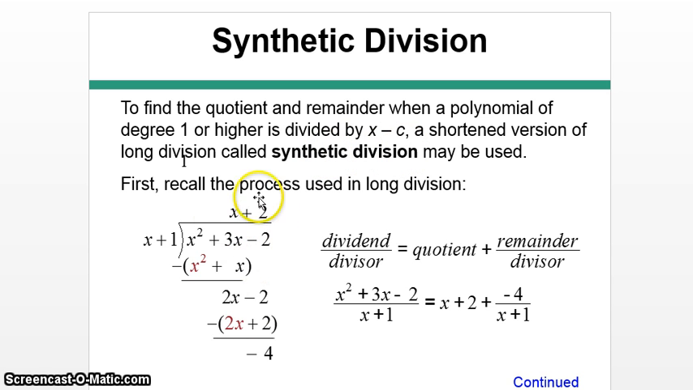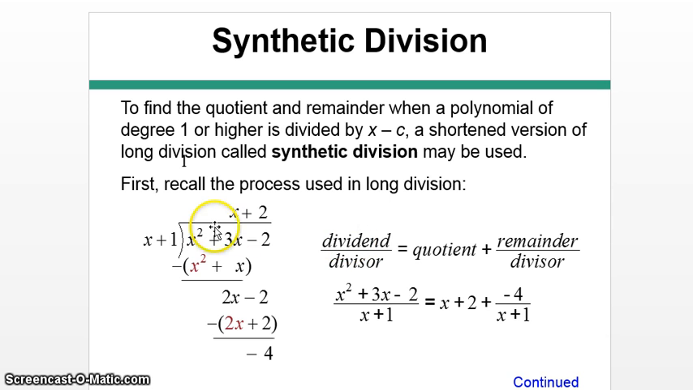Look at this example. x squared plus 3x minus 2 divided by x plus 1 gives the quotient x plus 2, remainder negative 4. Dividend over divisor equals quotient plus remainder over divisor.